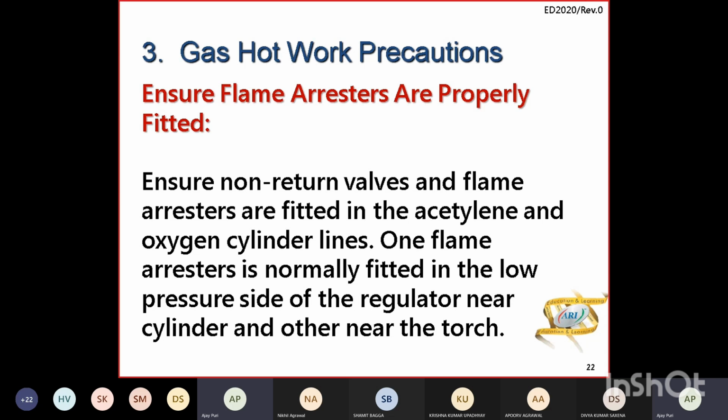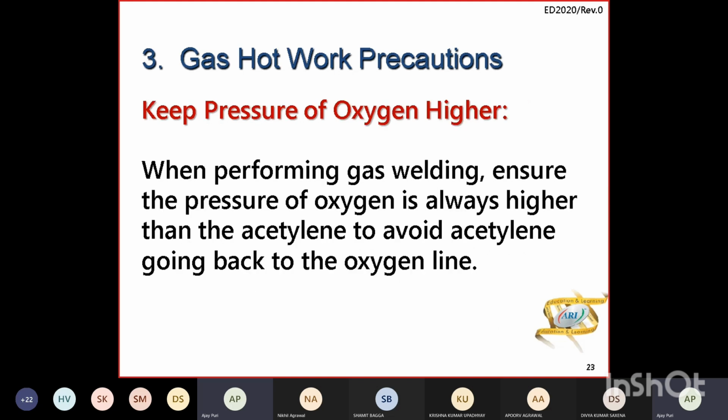So ensure that non-return valves and flame arresters are fitted in acetylene and oxygen cylinder lines. One flame arrestor is normally fitted in the low pressure side of the regulator near the cylinder and the other near the torch. So keep the pressure of oxygen higher when performing gas welding. That should be higher than acetylene to avoid acetylene gas going back into the oxygen line.